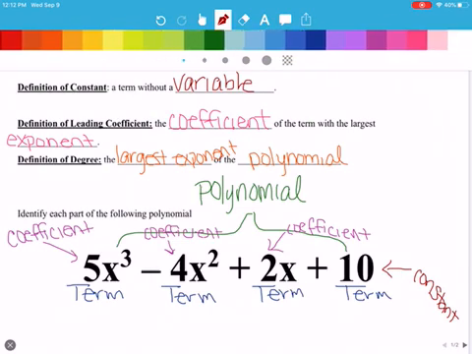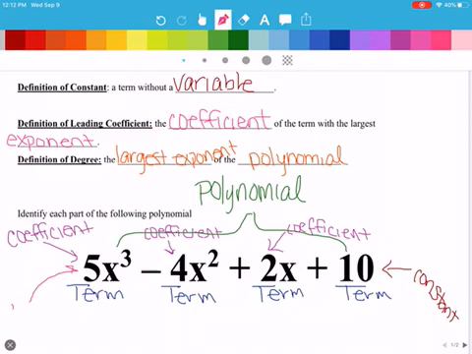The leading coefficient, in this case I look at that biggest exponent, which is the 3, so the leading coefficient is the 5. And last but not least, the degree is the highest exponent, so that 3 is our degree. Okay. If you need to pause to label yours, go ahead and pause here.